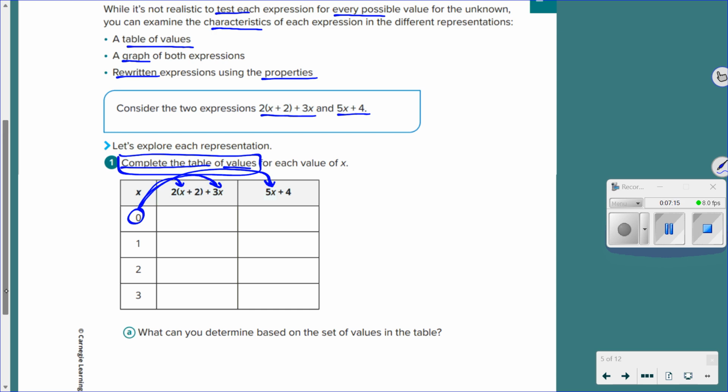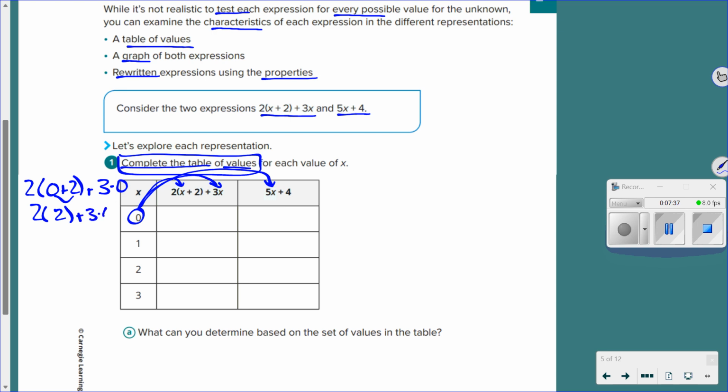Order of operations still takes precedence. So all I'm going to do is show you the first one. I'm going to go 2 times the quantity of 0 plus 2, plus 3x, 3 times 0. First thing I need to do is parentheses. So I'm going to add those. So 2 times 2 plus 3 times 0.